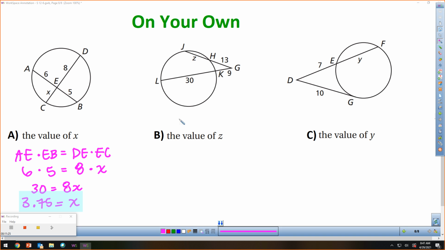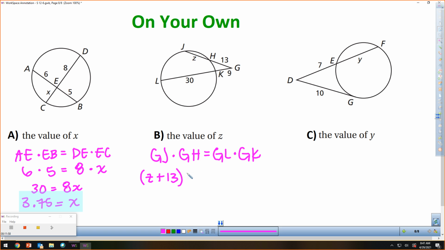Alright. Let's see. Asher, did you do B? Yeah. How'd you set it up? GJ times GH. GJ times GH, good job. Equals? GL times GK. Okay. So what's GJ? Z plus 13 times what? 13. And that's equal to? 30 times 9. 39 times 9. Because the whole thing's 39.